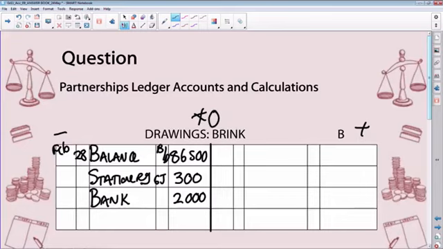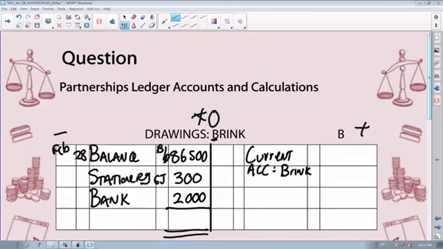And the contra account this time, because he's taking cash from the business, will be bank. So at the end of the financial year, what do we now do to drawings? Drawings will now get closed off to current account. This is where partnerships are obviously different from your sole trader. For current account, again, you've got to specify which partner's current account. So it's partner Brink. Let's just get the calculator out so that we can close off this account.